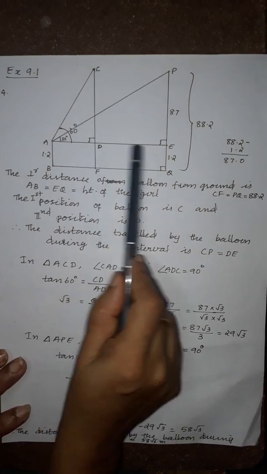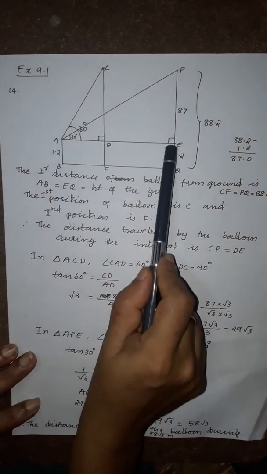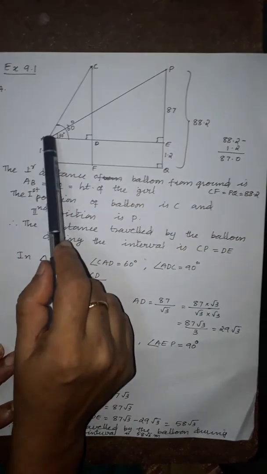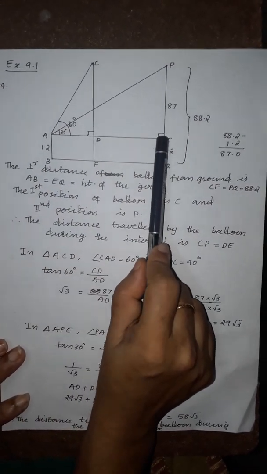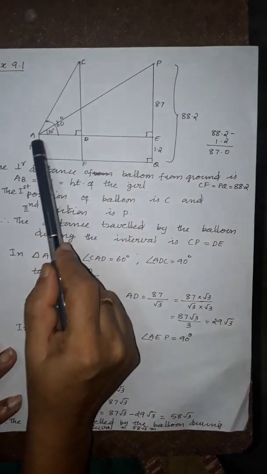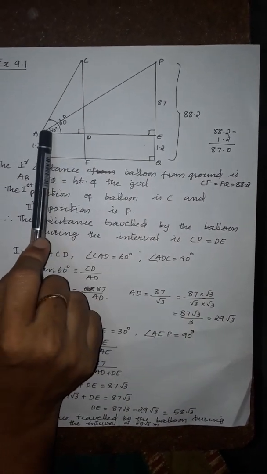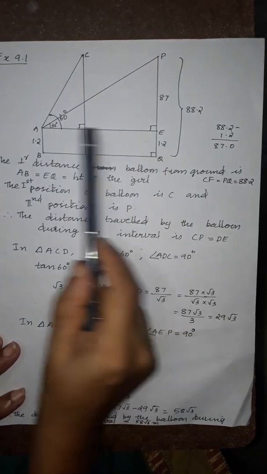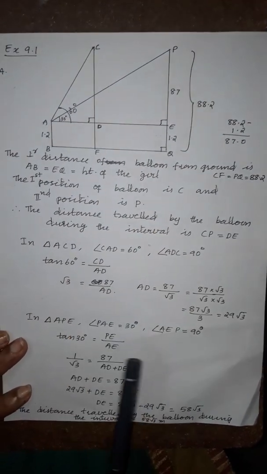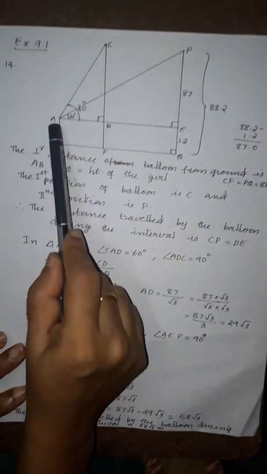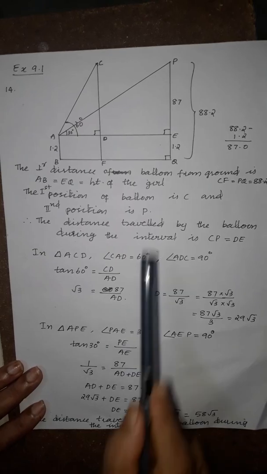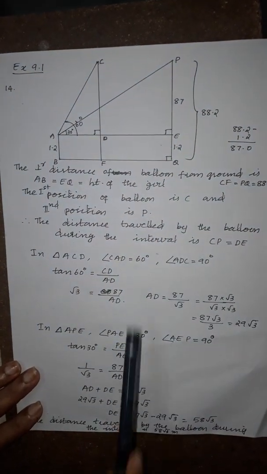But we want to find DE. So the next right angle triangle we take is AEP. In right triangle AEP, angle AEP is 90 degrees and the acute angle PAE is 30 degrees. According to this 30 degree angle, PE is the opposite side and AE is the adjacent side. So we can use tan. Tan 30 is PE by AE. Tan 30 value is 1 by root 3. PE measurement is 87 by AE.